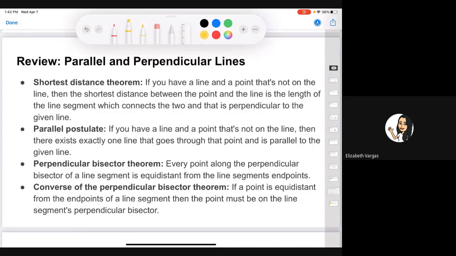Next thing we looked at was all these different theorems and postulates. The shortest distance theorem, which had to do with perpendicular lines. The parallel postulate, which obviously had to do with parallel lines. The perpendicular bisector theorem, which had to do with perpendicular lines. And the converse of the perpendicular bisector theorem, which again deals with perpendicular lines. Therefore, we looked at different relationships between parallel and perpendicular lines. Any questions?